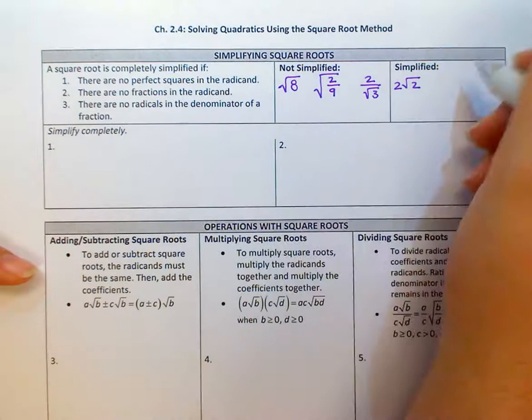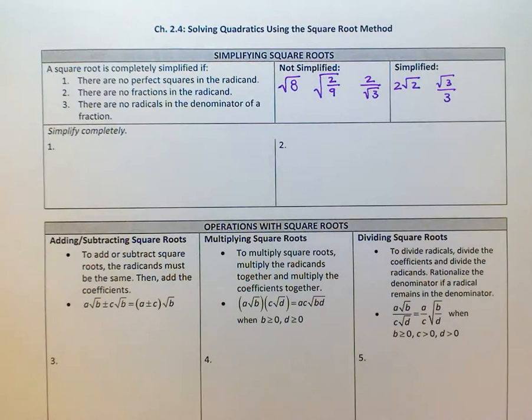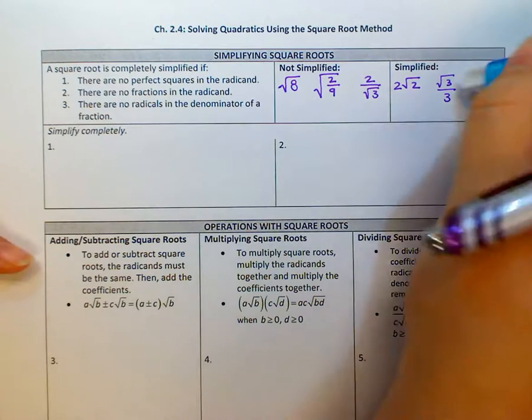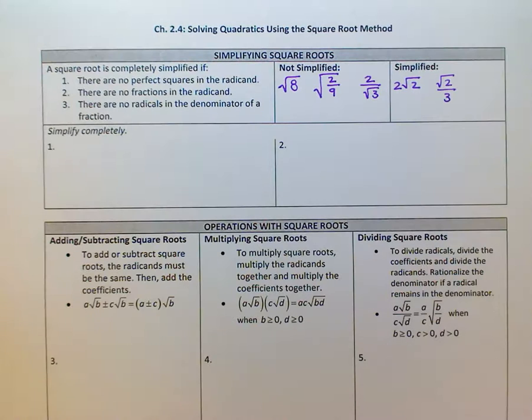You could have the square root of 2 over 3. You can have 3 in the denominator, except for some reason I put 3 instead of 2. So let's try that again. Square root of 2 over 3, so it matches what I'm saying. So square root of 2 is okay, but 3 in the denominator is also okay. You just can't have that radical in the denominator.